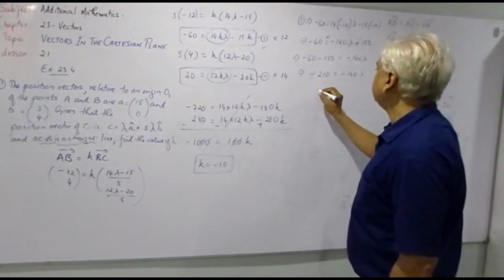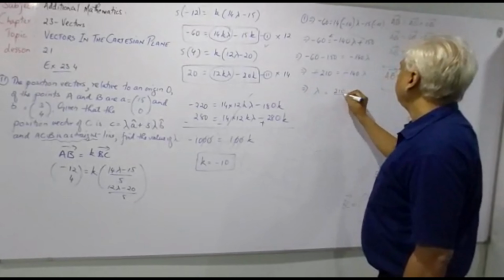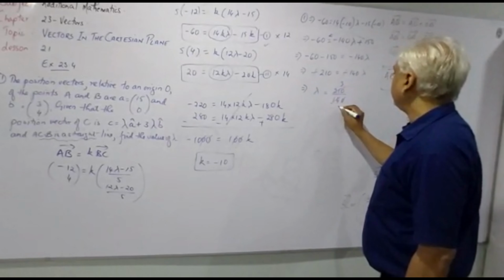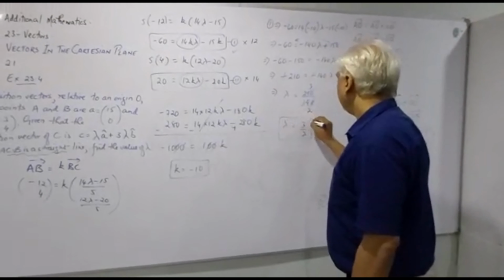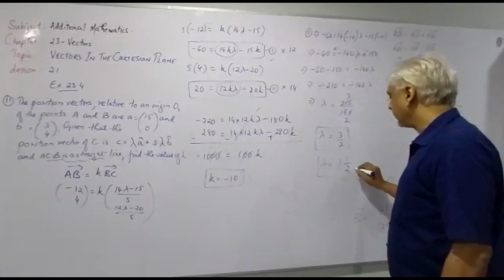Minus will cancel. So hence I get the value of lambda is equal to 210 divided by 140. 0, 0 cancel. 7 3s are 21, 7 2s are 14. So lambda is equal to 3 over 2. Or I can say lambda is equal to 1 whole number, 1 upon 2.